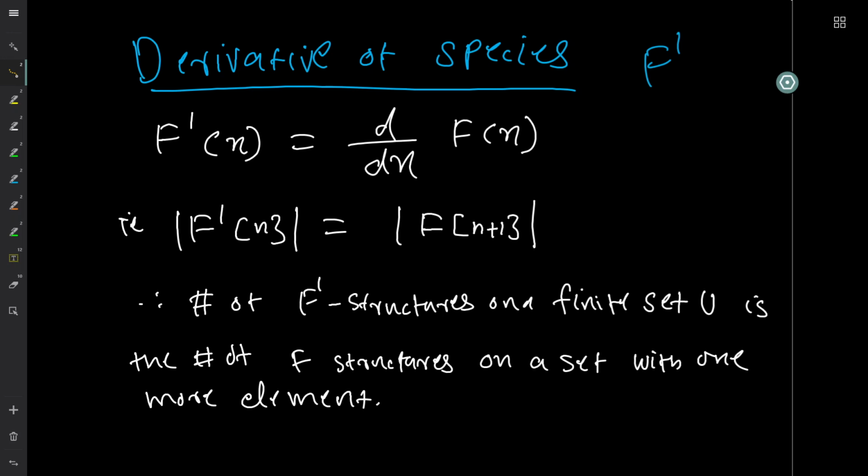So the derived species can be thought of as follows. The derived species on a set U can be thought of as the species F on a set where we have one additional element, which is a special element, but then we don't have this element in our set, right? So therefore, you put an F structure on this set and then remove this, or forget about this element. Then you look at only the remaining elements and what kind of structure that forms.